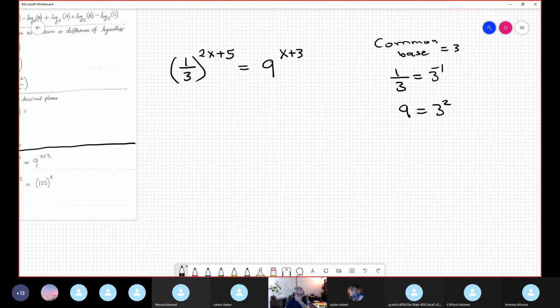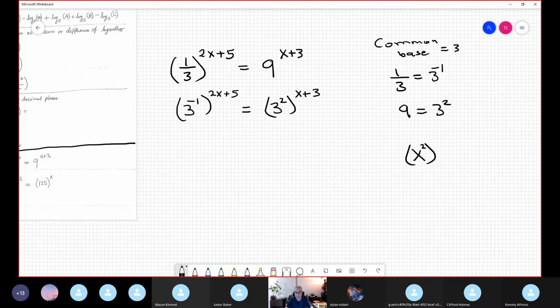Remember, raised to the -1 is the reciprocal. That's the same. Then you replace, no 1/3 anymore. It's 3 to the -1 raised to the 2x plus 5 is equal to 3 to the second power, which gets 9, raised to x plus 3. Okay, I like that. Now you apply the property of the exponent when you have different levels of exponent. Suppose you have x to the second to the third. This is equal to x to the 6. Where does this 6 come from? That's multiplication, 2 and 3.